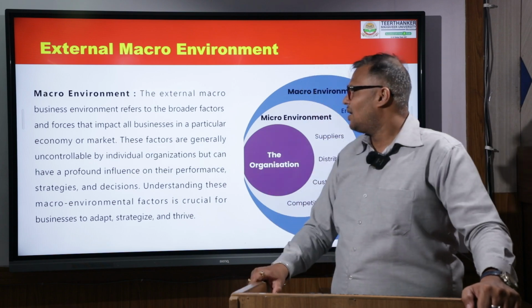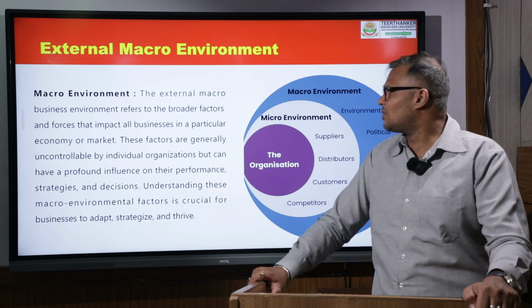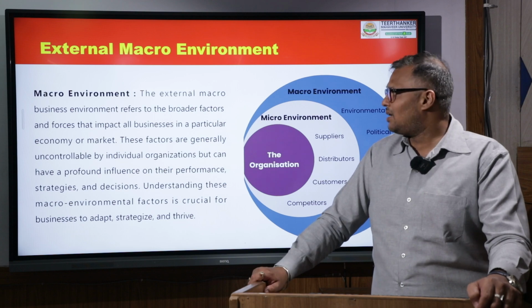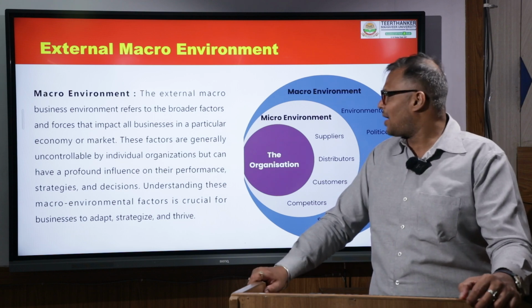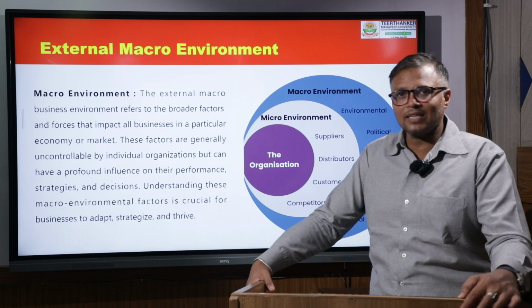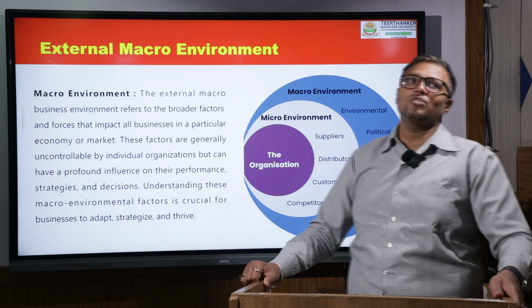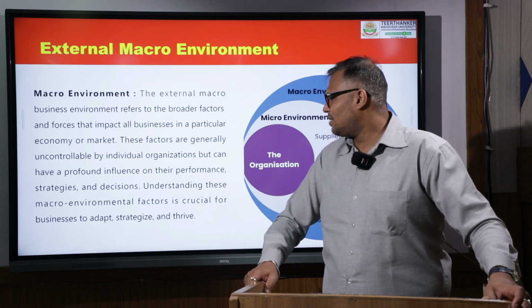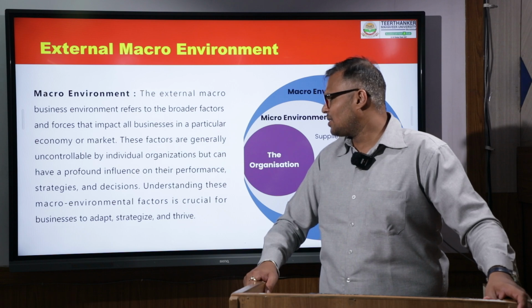More importantly, they are neither under the control of any individual organization, nor under the control of a group of organizations. And therefore, they are factors which can impact organizational performance, their strategies, their decisions, and even further their revenues, profit, and loss. Thus, understanding the macro environment factors is very crucial for businesses to adopt strategies and to thrive.